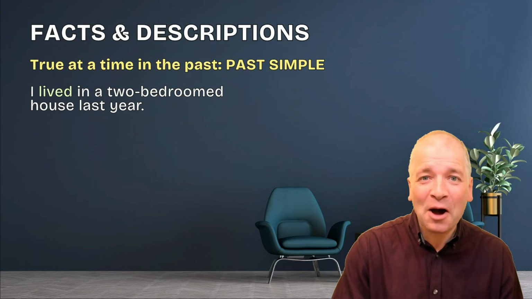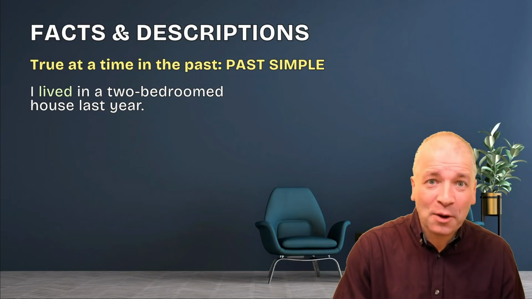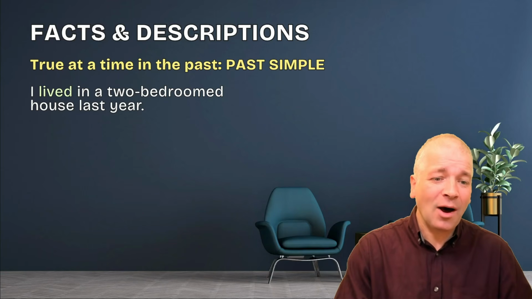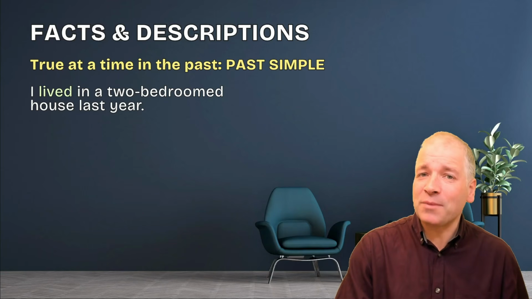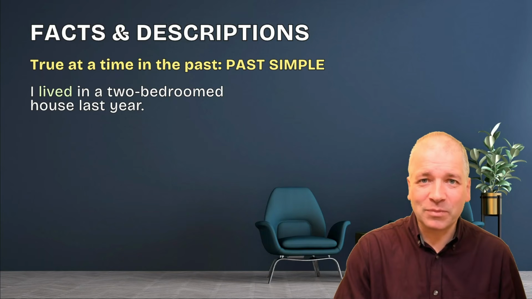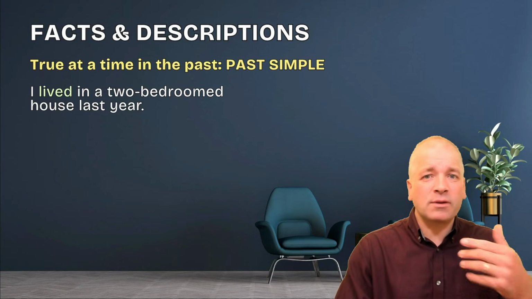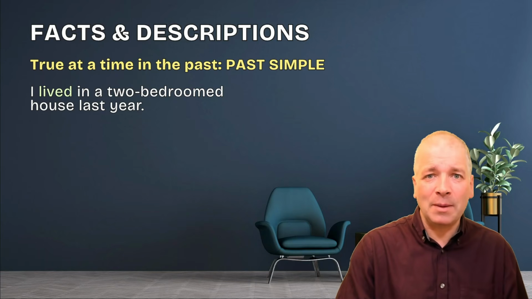Let's move on to the past simple. We use the past simple for things that are true at a time in the past. For example, I lived in a 2-bedroom house last year. So this happened last year. It's a description of something that was true at that time. And lived is the past simple here.